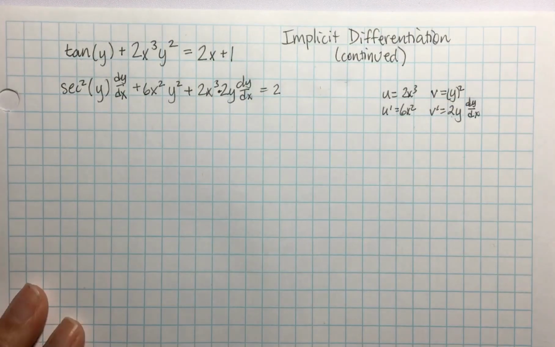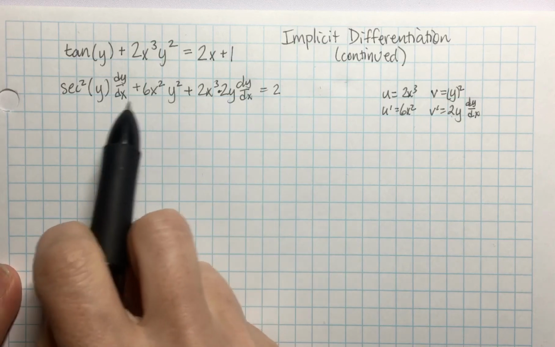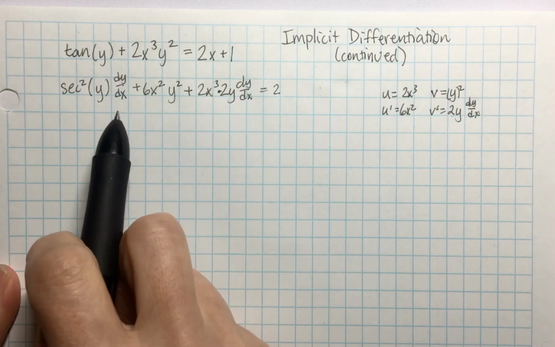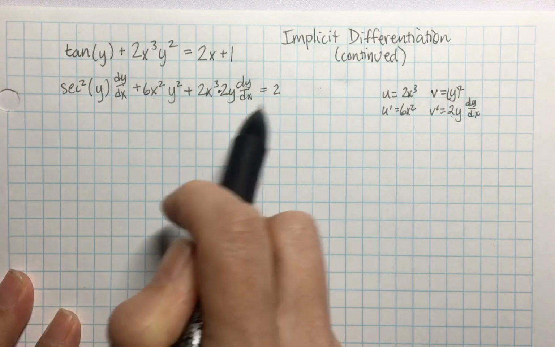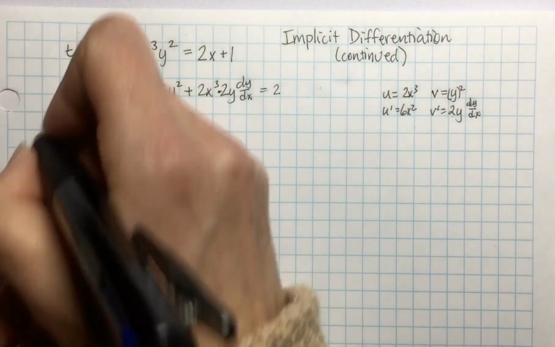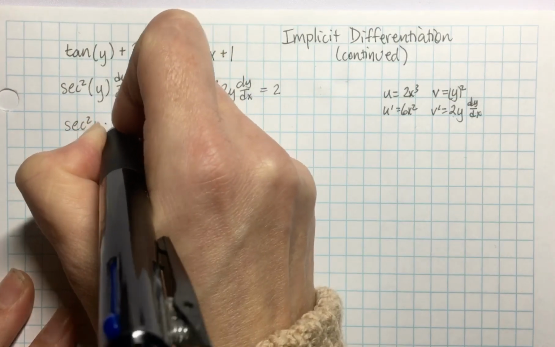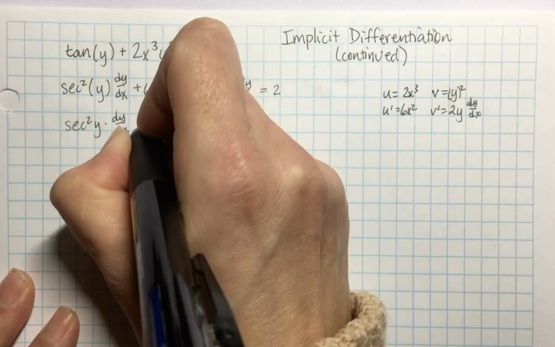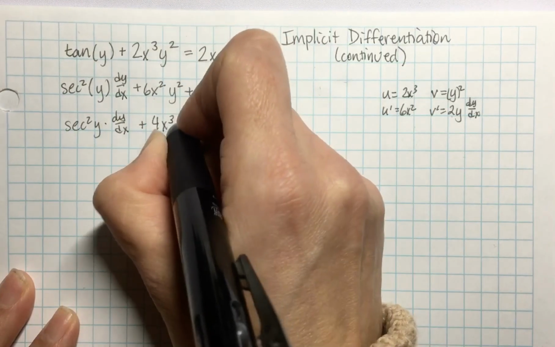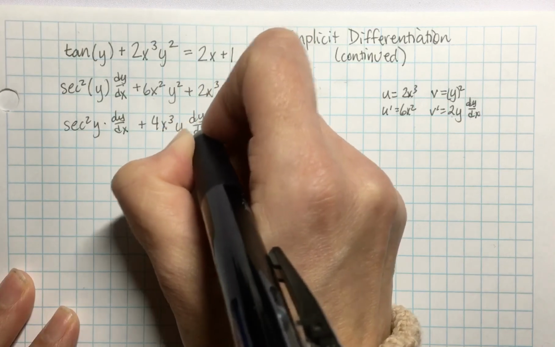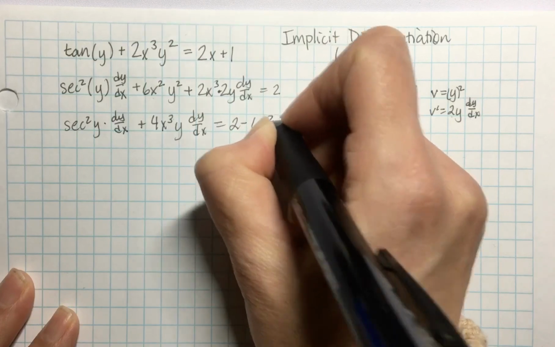So then once again, we need to get the dy dx stuff, because we're solving for dy dx next. We need dy dx stuff on one side, not dy dx stuff on the other. So I'll subtract the 6x squared y squared from both sides. So I have secant squared y times dy dx plus, I'll clean that up, 4x cubed y dy dx equals 2 minus 6x squared y squared.